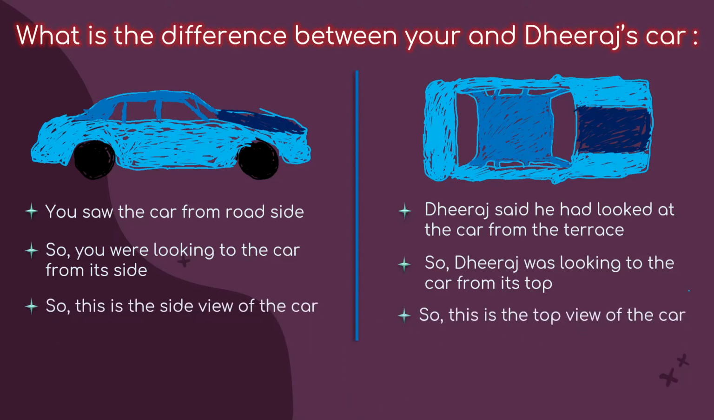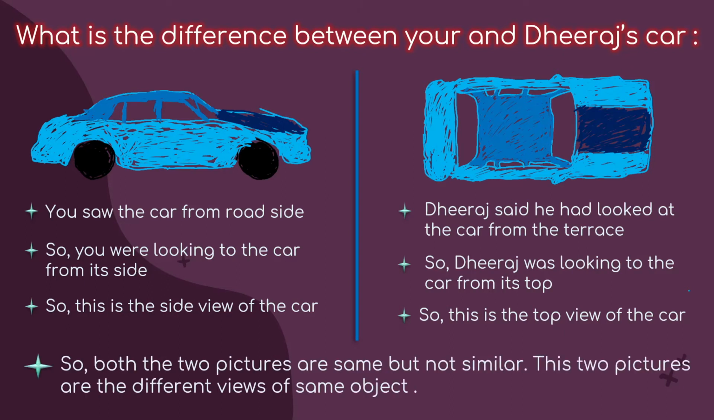So this is the side view of the car and this is the top view of the car. So we can conclude that both the pictures are same but not similar. These two pictures are different views of the same object. So both the pictures are correct.